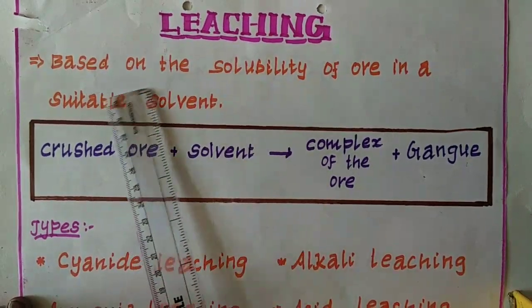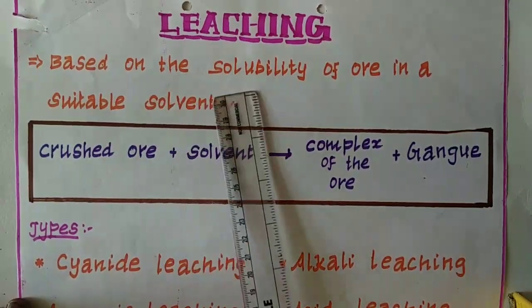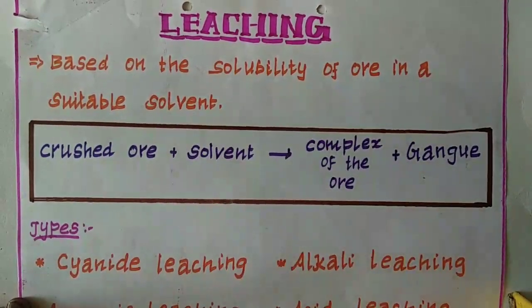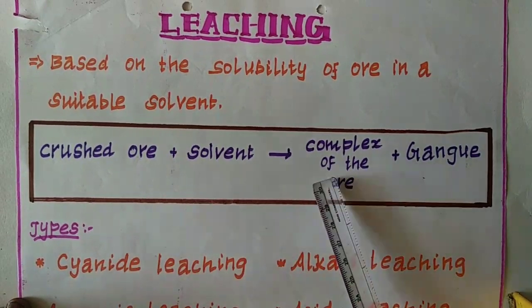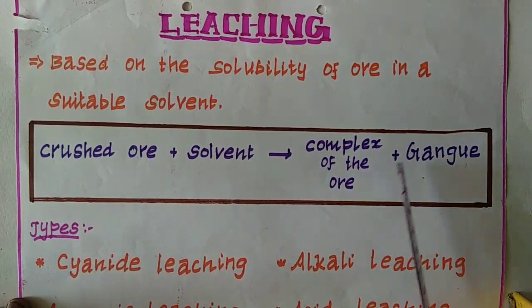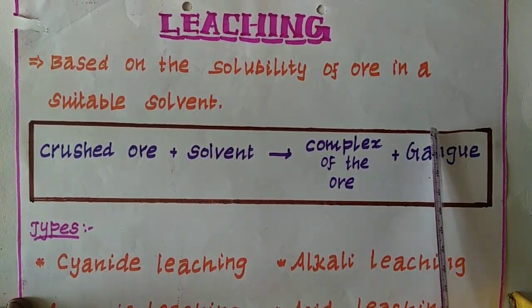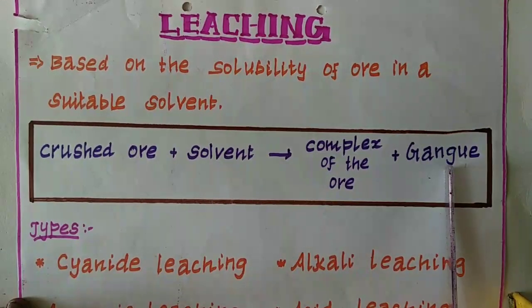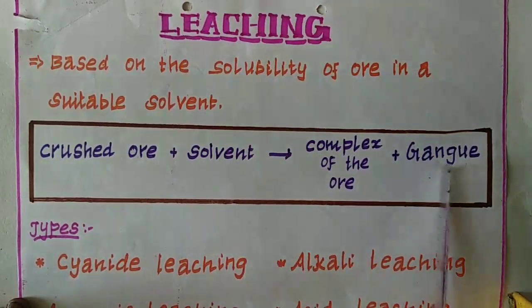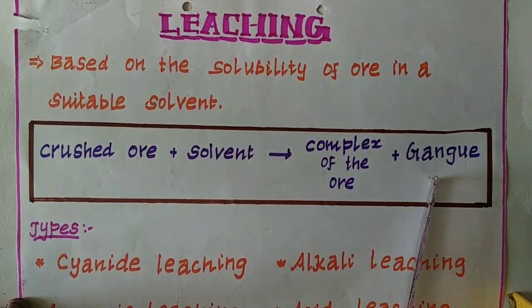It's given here. This method is based on the solubility of the ore in a suitable solvent, which means the ore must be dissolved in a solvent. While dissolving, the crushed ore will be converted into a complex and automatically the gangue will be separated. Okay, then its aim is achieved. What is the aim of the leaching process? Removal of gangue particles. That is called the concentration of the ore.